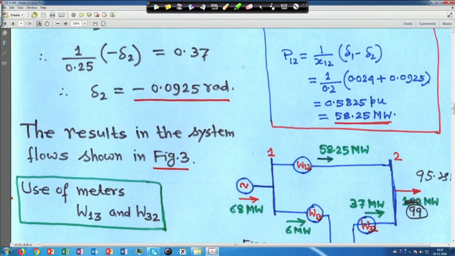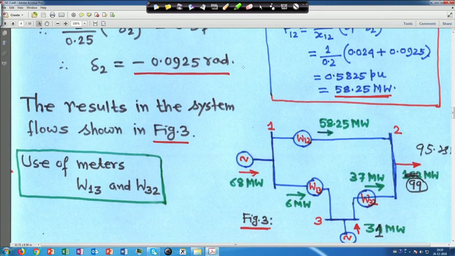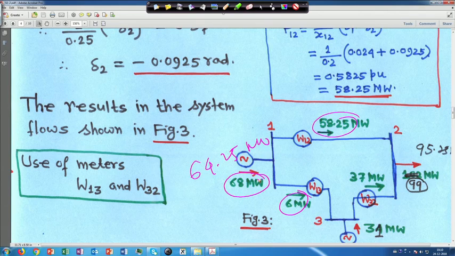But here if you look into that, it is not 68 megawatt, it will actually be 58.2 plus 6, right. So, here also it will give you 64.25 megawatt. So, it is not 68 megawatt. Similarly, here it was 99 megawatt earlier, but now 37 plus 58.2. So, the load also is not correct, it is giving 95.25 megawatt, right.